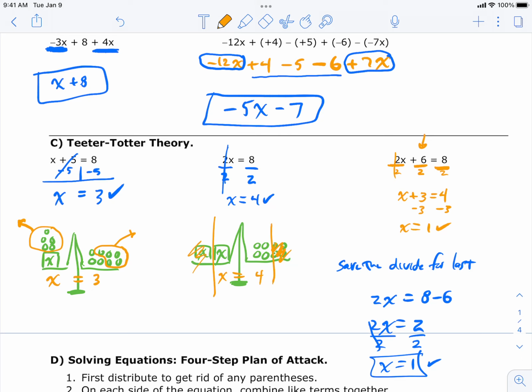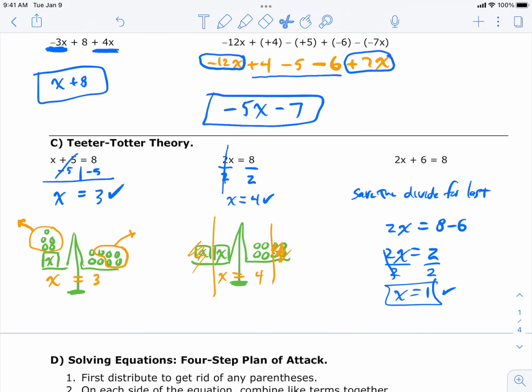You can't just say, well, these are the terms I don't like, I'll divide those by 2. No, it doesn't work that way. If you're going to divide both sides by 2, then you divide everything on each side by 2, everything, and then it'll work. Or if you want to just keep it easy, just do what we were saying before and save the dividing for last, and you'll never have a problem.